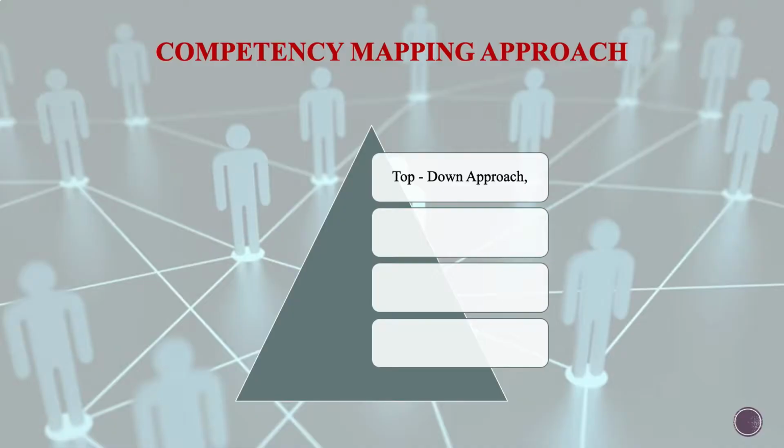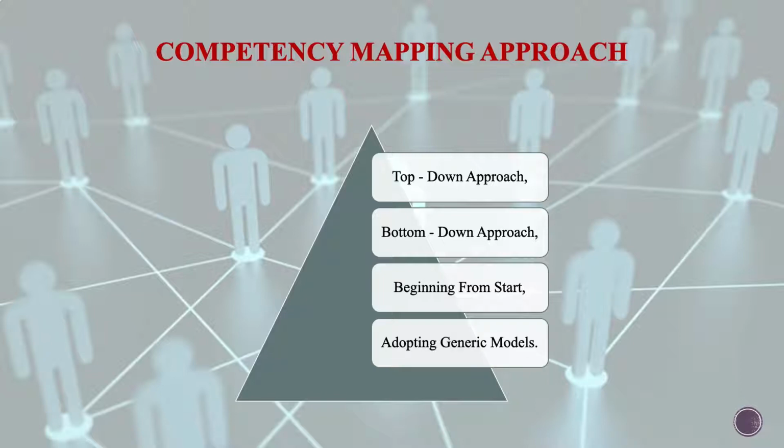Once an organization has decided to implement competency mapping, it needs to adopt a competency mapping approach. There are 4 approaches to competency mapping, which include the top-down approach, the bottom-up approach, the beginning from the scratch approach, and the adopting generic competency model approach.